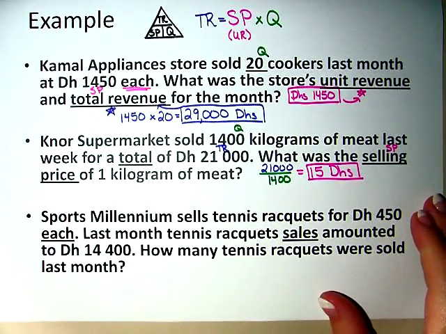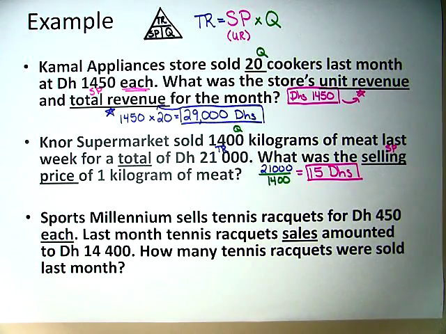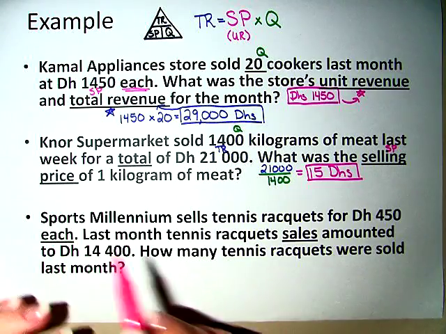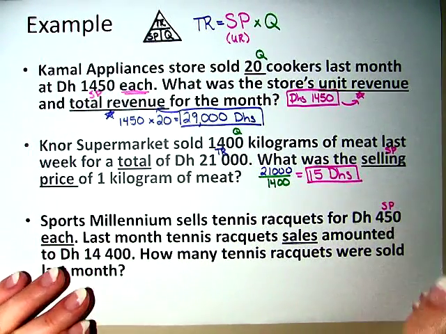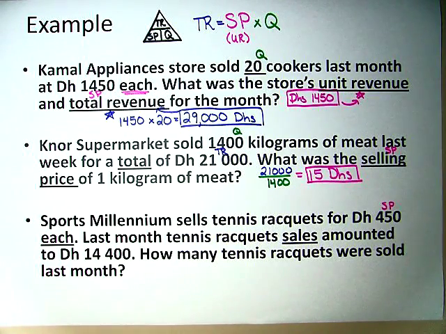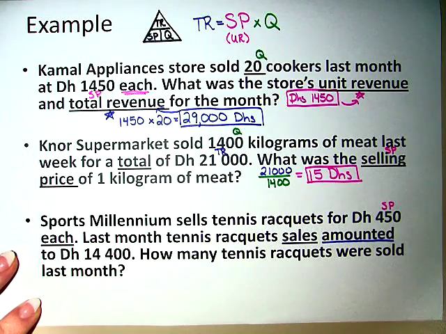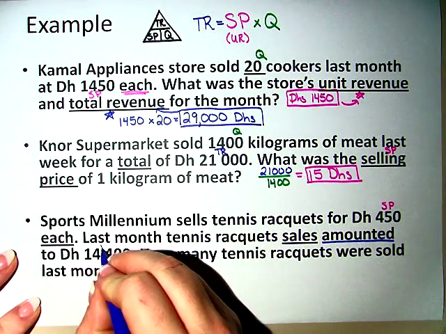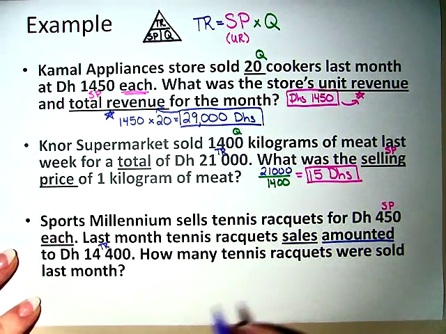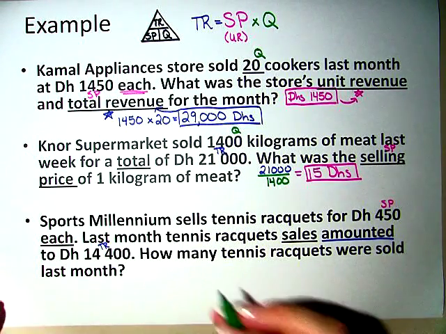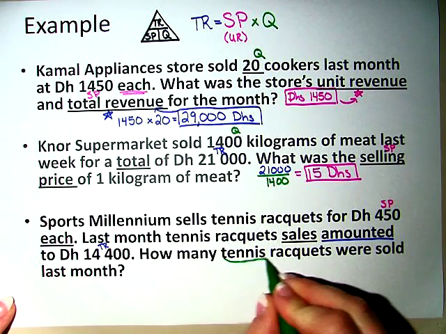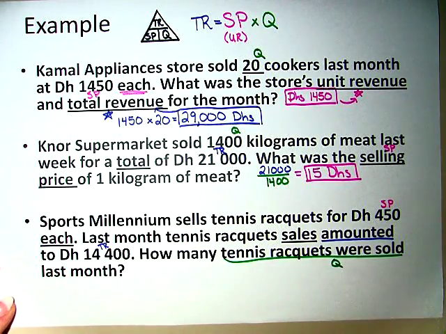Okay, last question. Sports Millennium sells tennis rackets for $4.50 each. Okay, so that's my selling price. Last month, tennis racket sales amounted to, that means that my total is 14,400. How many tennis rackets were sold last month? So they're asking for the Q.